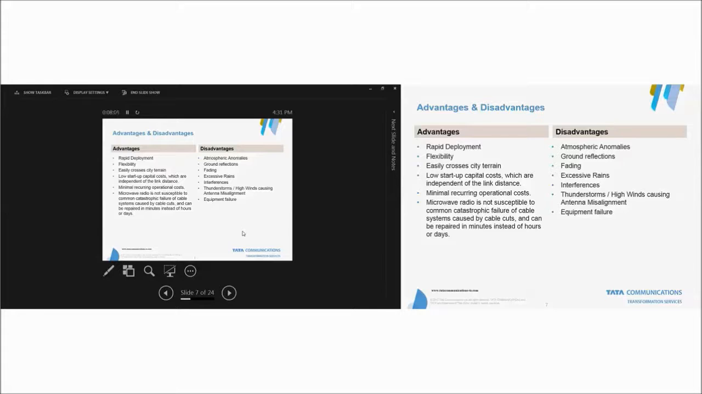Though we have a large number of advantages on a microwave link, we have a few disadvantages. We can see what the disadvantages of a microwave link are. First is atmospheric anomalies. Atmospheric anomalies means if there is any variation in the atmosphere, it may affect the microwave links. Second is ground reflection and shading, excessive rain, interferences, thunderstorms, and even very high wind can disturb the alignment of microwave antennas. And the last is equipment failures.